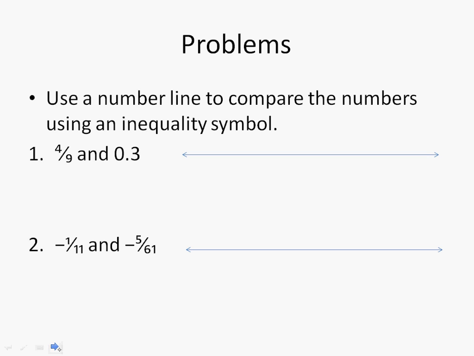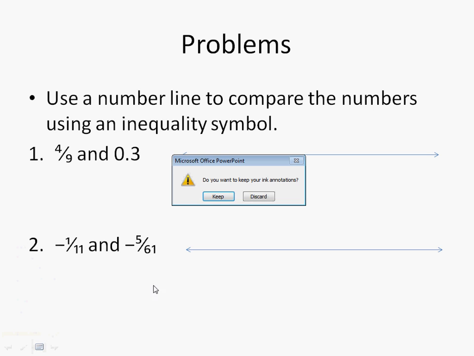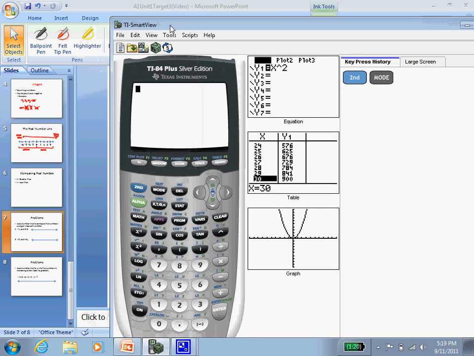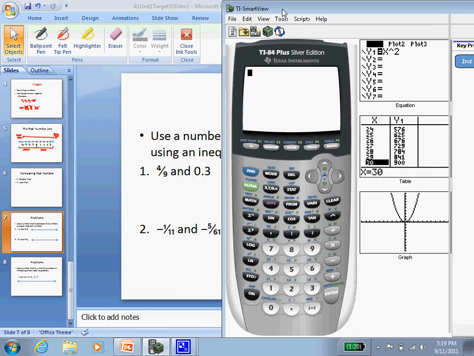So let's do some problems. We're going to use a number line to compare the numbers using an inequality symbol. And the first one, we have 4/9 and 0.3. You may be thinking, whoa, 4/9, how am I supposed to figure out where that is? Well, for some of these fractions and these numbers with square roots, we're going to pull out our calculator and use those to help us out. So you take out your calculator. I'll take mine out as well. And 0.3, we can figure out where 0.3 is going to be. However, 4/9 might be a little tougher.